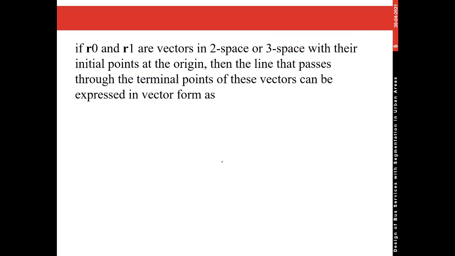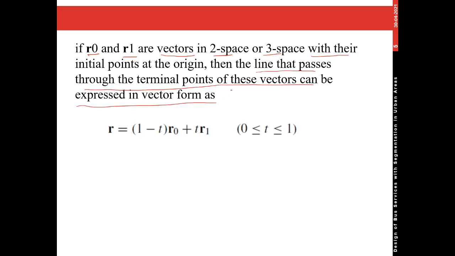Now we want to represent a line segment joining 2 points r naught and r1. So suppose r naught and r1 are vectors in 2 space or 3 space with their initial points at the origin, then the line that passes through the terminal points of these vectors can be expressed in the form r equal to 1 minus t r naught plus t r1. That means if you have these 2 points, r0 and r1, the equation of the line segment joining them is simply r equal to 1 minus t r0 plus t r1, where 0 is less than or equal to t less than or equal to 1.